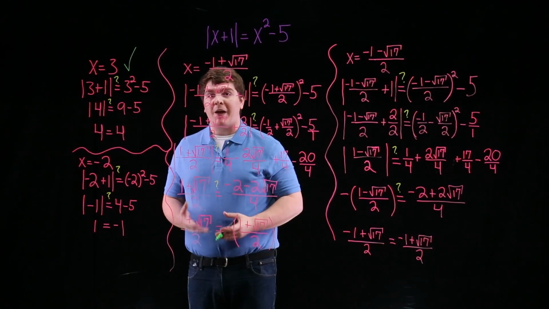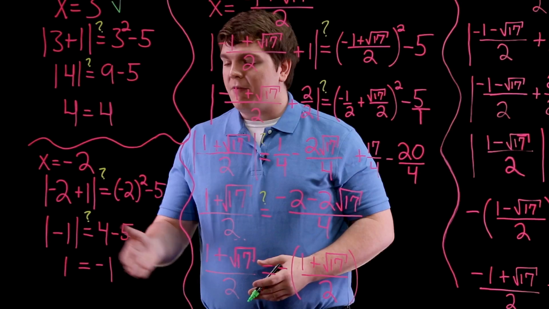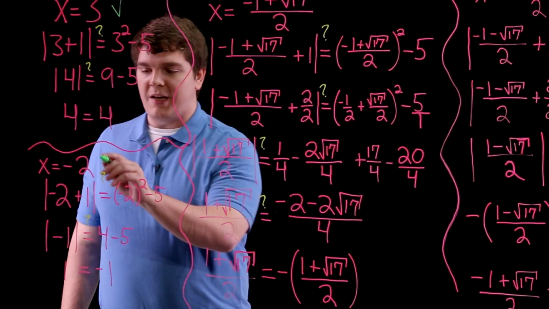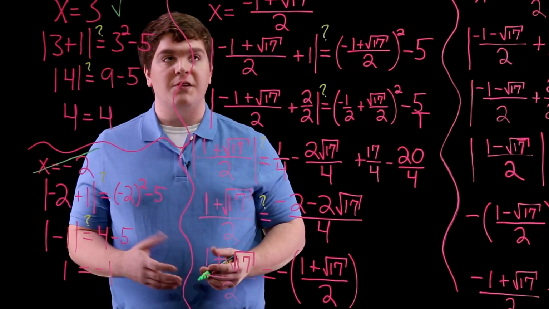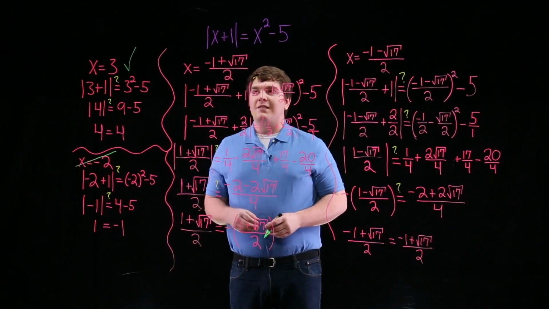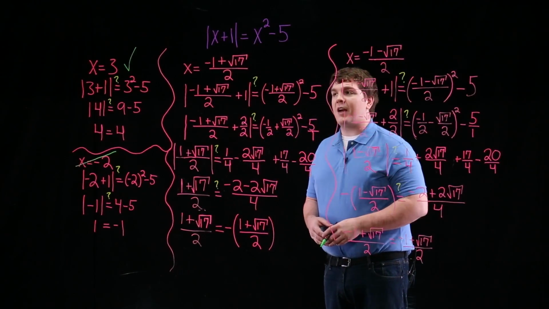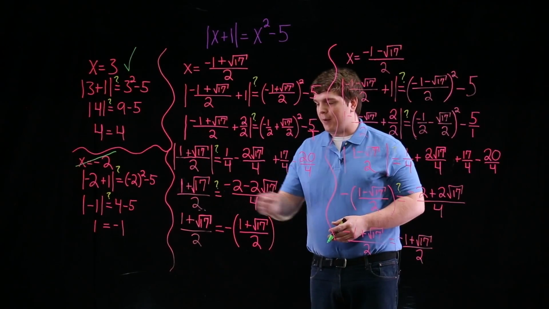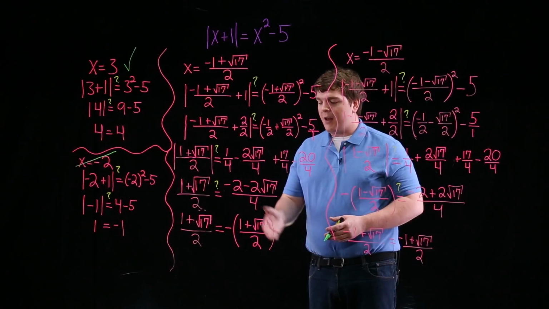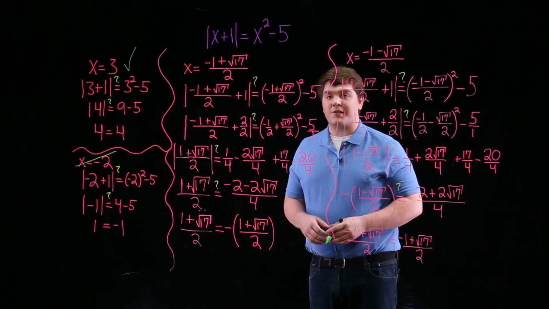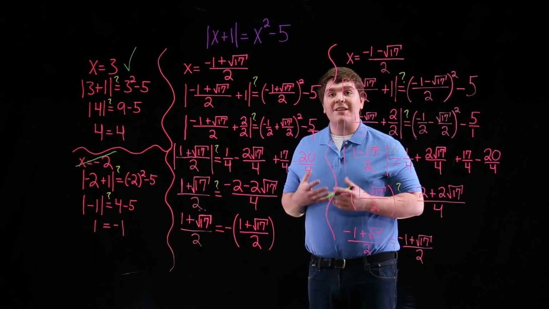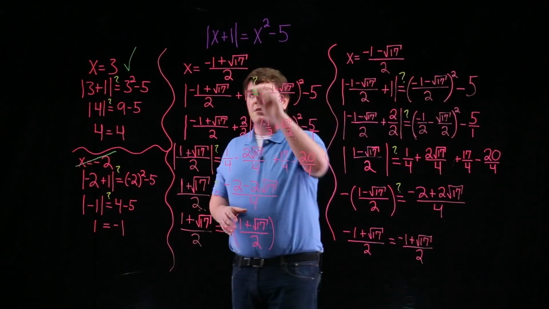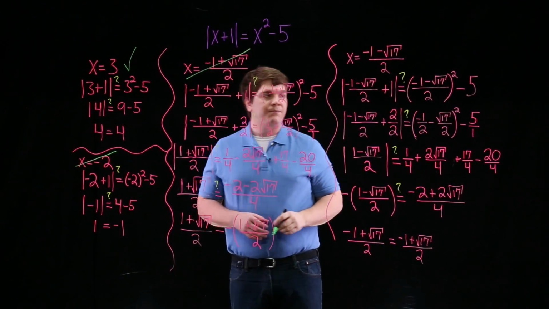Substituting x equals negative 2 back into the original equation and simplifying, we find that we end up with 1 equals negative 1, which is not a true statement. So x equals negative 2 is not a solution. Substituting x equals negative 1 plus the square root of 17 divided by 2 back into the original equation and simplifying, what we find is that we have 1 plus the square root of 17 divided by 2 is equal to negative 1 plus the square root of 17 divided by 2, which again is not a true statement. So negative 1 plus the square root of 17 divided by 2 is not a solution to the equation.